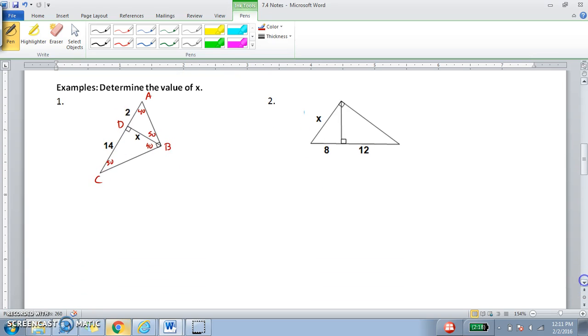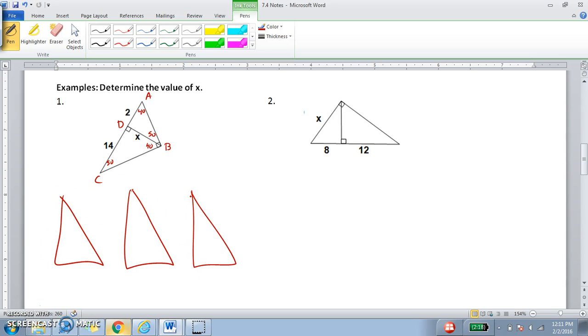Then we can draw the three triangles and match everything up. And there's actually an easier way to do this, but just to show you this way, first of all, we'll skip this one for now and then we'll come back to it using the easier way.